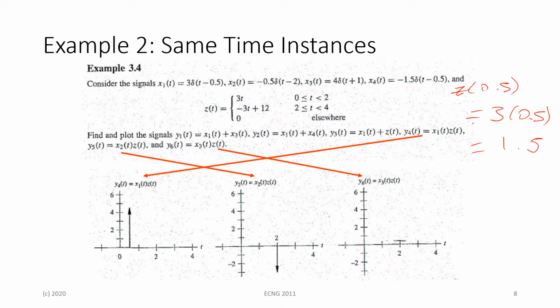And because we know the instantaneous value of z at 0.5 seconds, and we also know the magnitude of the impulse at t equal 0.5 seconds, it's just a multiplication of the magnitudes at this point. So y4 of t would just be the magnitude of the impulse at t equal 0.5 seconds, which is 3, multiplied by our instantaneous value of z of t, which will give us a result of 4.5.